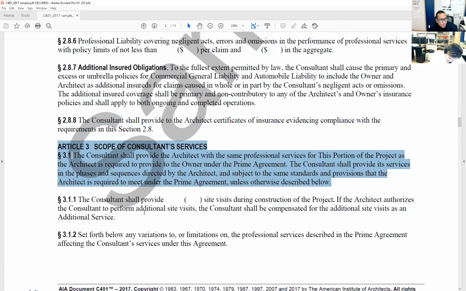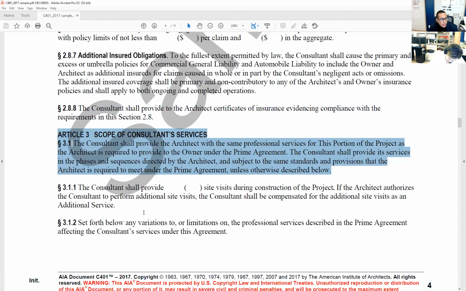Article 3, scope of consultant services. So the consultant shall provide the architect with the same professional services for this portion of the project as the architect is required to provide to the owner under the prime agreement. Interesting. It's just saying, listen, the architect is saying that you're doing plumbing, for let's say the new bathrooms. You're doing all the plumbing engineering for those new bathrooms. You can't be saying that you're doing only the plumbing for a kitchen. It's got to coordinate with what the architect's saying on the prime agreement. And remember, the prime agreement is the B101.